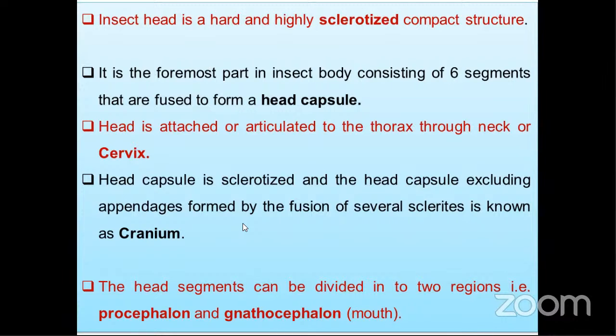In this head, 6 segments are there, again divided into 2 types: procephalon and gnathocephalon. Cephalon means head region, mouth region. The first 3 segments we call procephalon. The next 3 segments we call gnathocephalon. Gnatho means biting.